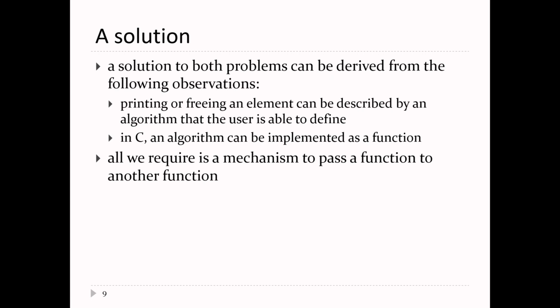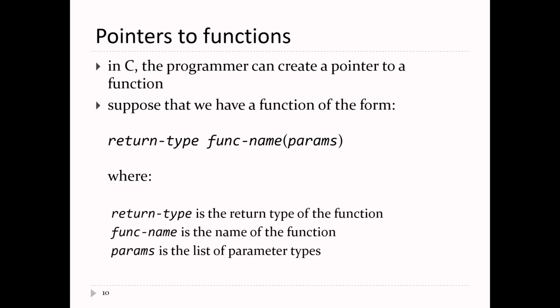And it turns out you can do that. You can pass a function to another function. The way you do that is you pass a pointer to a function. And so this is the first time we're seeing a pointer to a function. In C, you can make a pointer to a function. In C, a function has a return type, it has a name, and then it has a comma-separated list of parameters, where each parameter has a type.